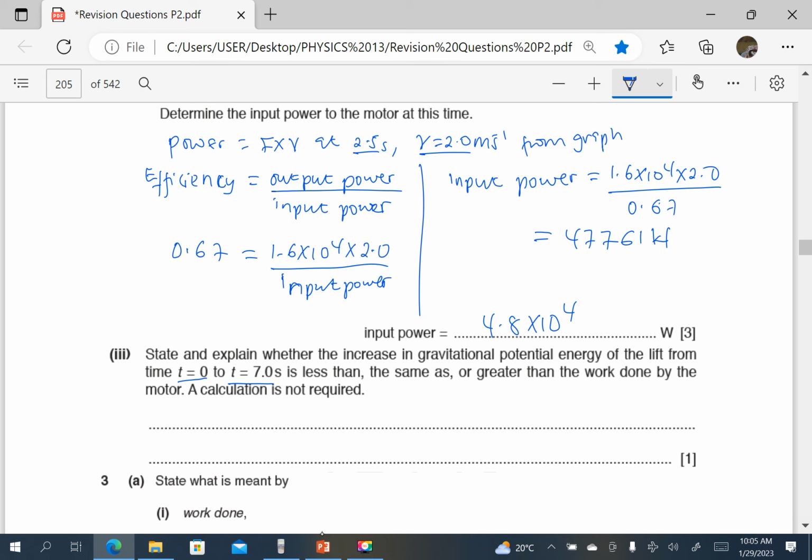Of course, as the speed increases, we know that the resistive force also increases in the opposite direction. So it means more work is going to be done against the friction. So the increase in gravitational potential energy that we have considered is less than the actual work done. So we can say some work is done against friction or resistance.